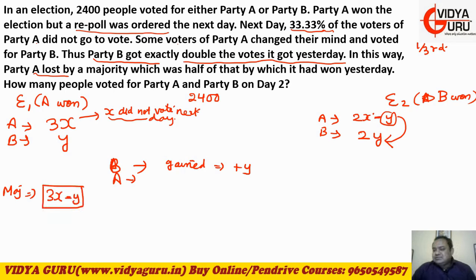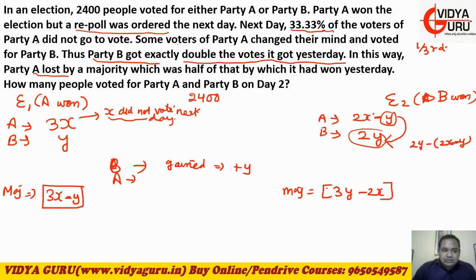In the second election, who is the winner? B is the winner. So to find the majority, winner's vote minus the loser's vote. So 2y minus (2x minus y), so this minus minus becomes plus, and this election's majority comes out to be 3y minus 2x.